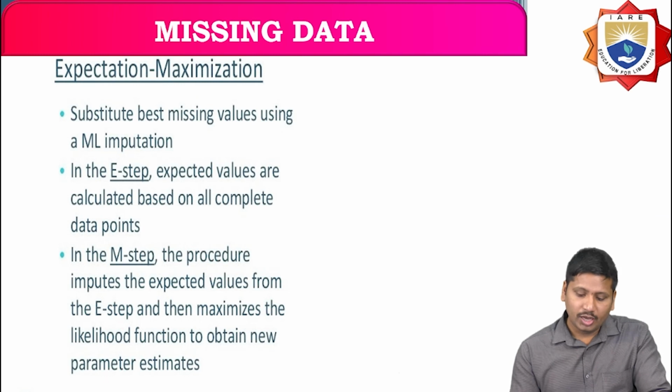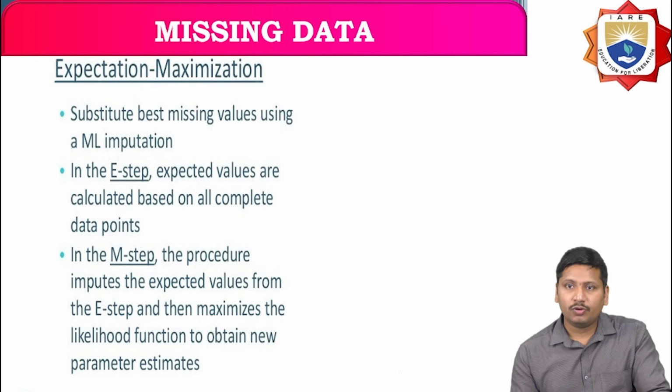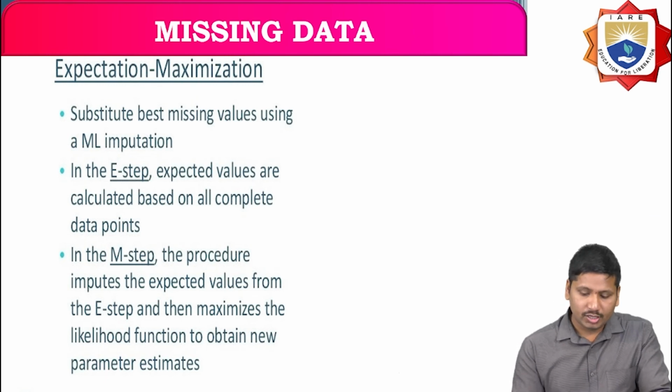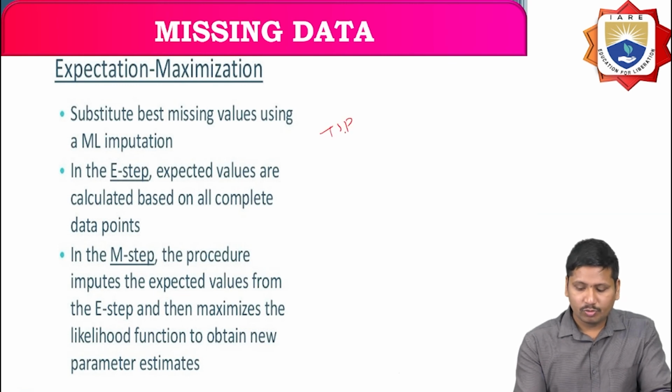And then the next one is the M step. M step means where you apply some procedure to the values I'm getting from the E step, and then we apply the maximization function to the likelihood function to obtain the new parameter estimation. So let us take one example, like the traveling salesman problem.